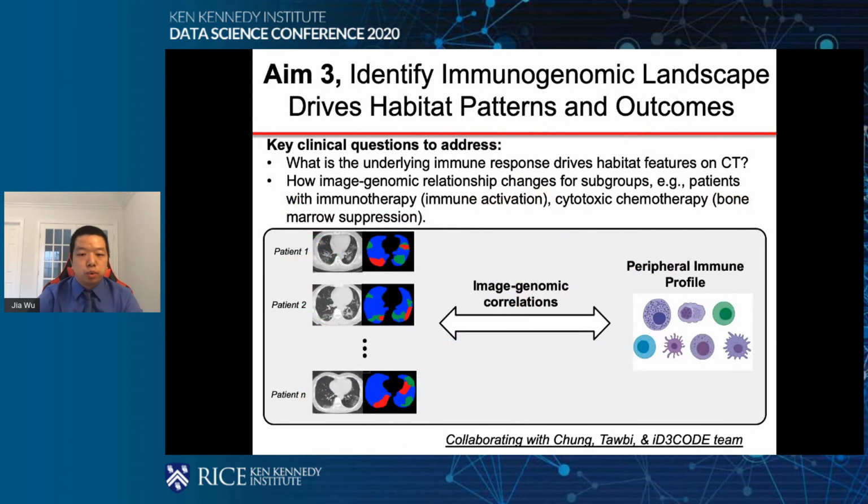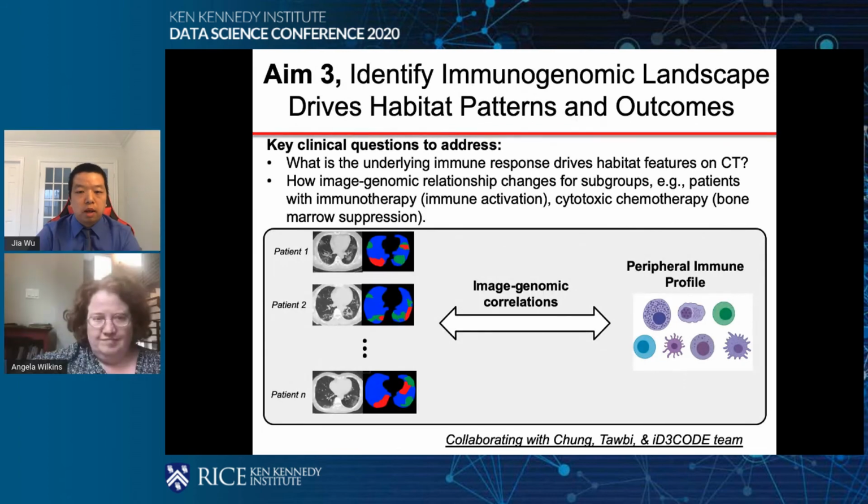In M3, more interestingly, based on the collected peripheral immune profiles, we will start to explore the underlying immunogenomic correlates for the habitat imaging phenotypes with the radiogenomic analysis. With this, we can build the imaging models as a virtual biopsy to monitor how the immune microenvironment changes during the treatment. And this will provide physicians with these urgently needed biomarkers to better manage COVID-19 patients.